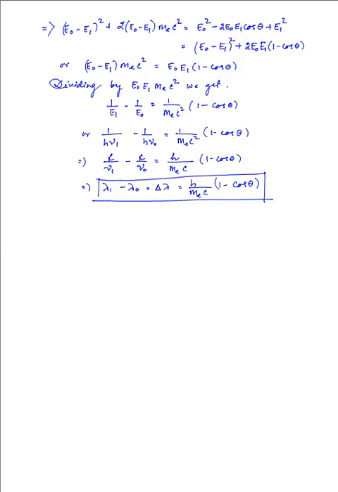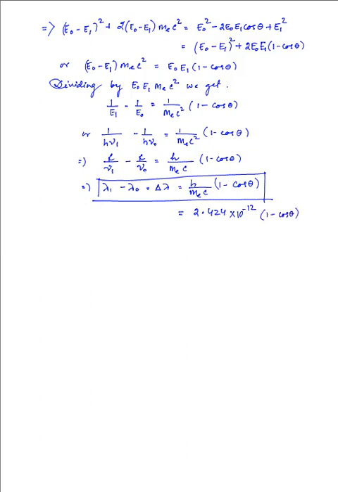And we note that this factor h over m_e c has the dimension of length, and the value that we have is constant, because the rest mass of the electron is constant. So we put that value over there: 2.424 times 10 to the power minus 12 meters, that is approximately 0.02424 angstrom units, multiplied by (1 minus cos theta).